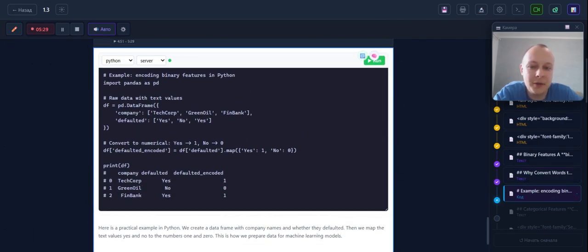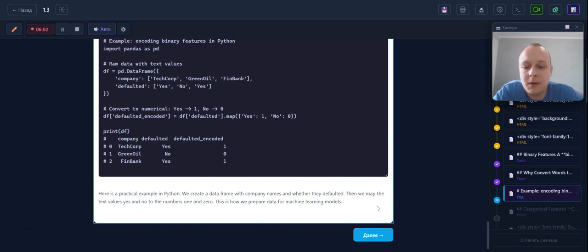Just a little sample of the code where we convert. Basically, it's a data preparation stage. If we have textual representation of data, like our targets are yes or no, first of all, we have to convert this to numerical data, and then afterwards we can work on this data set.